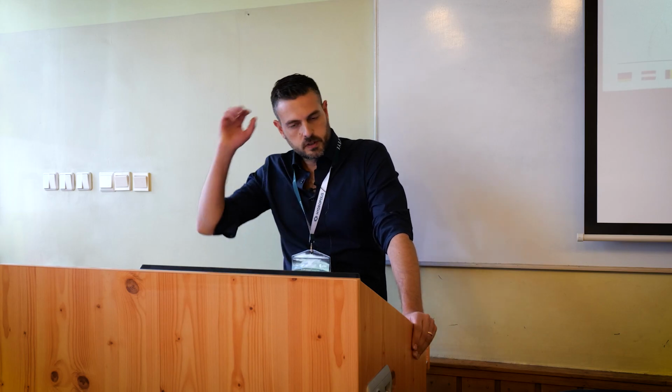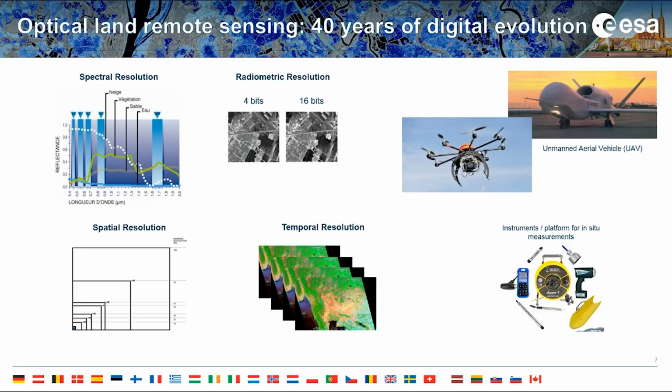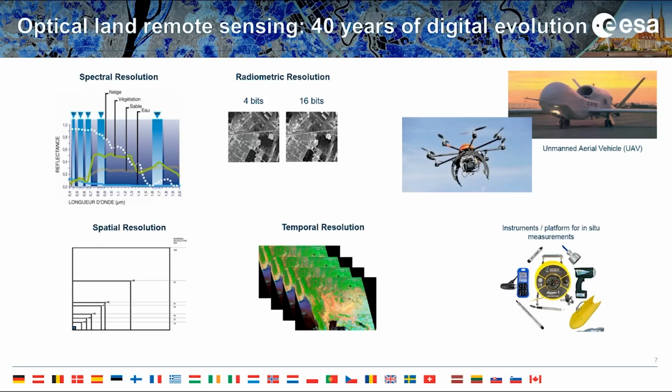Optical remote sensing over the past 40 years has had a big evolution. In terms of spectral resolution, for instance, Sentinel-2 has 13 bands, compared to Spot that has 4 bands. Spatial resolution, because we have satellites that have a spatial resolution of less than 1 meter. The radiometric resolution, we moved to 16 bits with the Sentinel-2 satellite. The temporal resolution is the temporal coverage, the revisit time of the satellite.